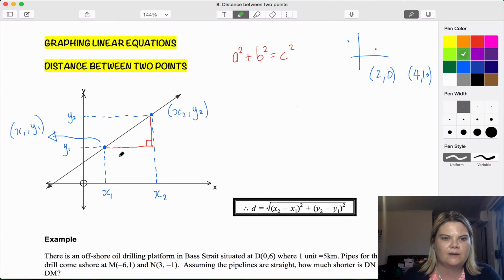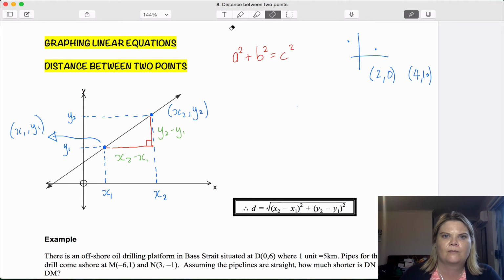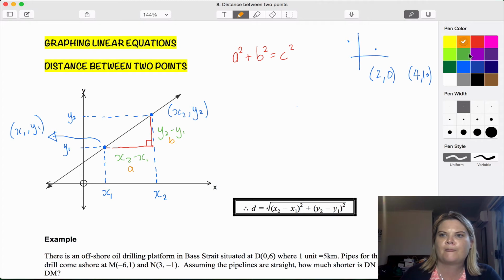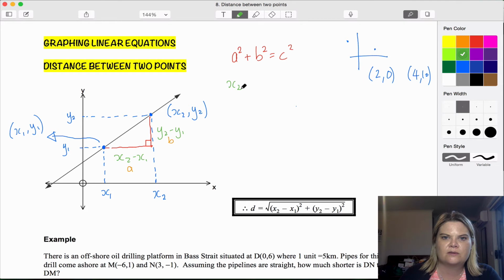You might recall this length is just going to be this number, take away this number. So let's put it in as x2 minus x1. This length here is going to be the y value, y2 minus y1. And if we substitute these in, we could make this side A and this side B for our formula up here. Actually, I'm going to flick those around so the formula works okay. Doesn't matter which one's A and which one's B. This one will be A, this one will be B. So substituting in, we get x2 minus x1 squared for a squared plus b squared, which is y2 minus y1 squared, and it will equal our c squared.